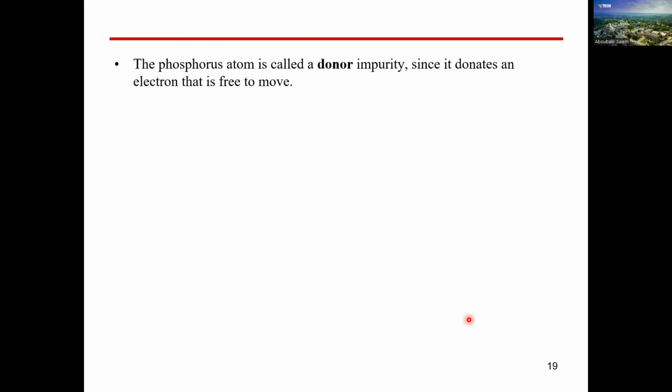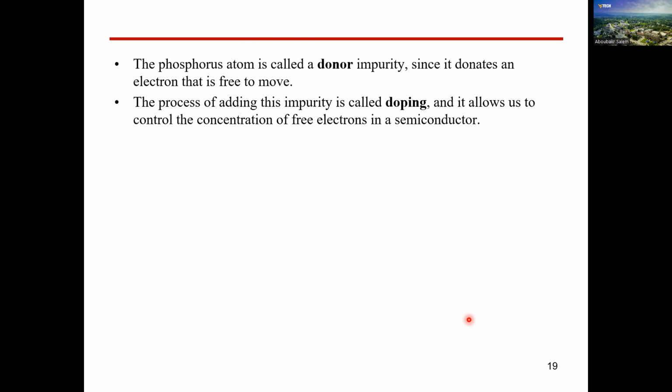In this case, guys, the phosphorus itself, we call it a donor because it donates a free electron to the silicon crystal. The process of adding this impurity is called doping or injecting. So doping means injecting another material to provide free electrons.